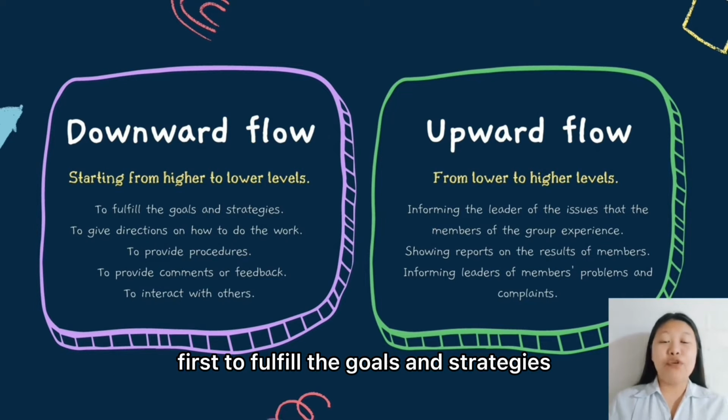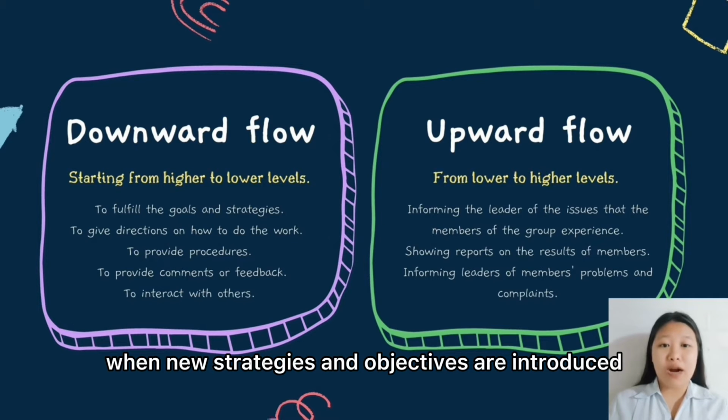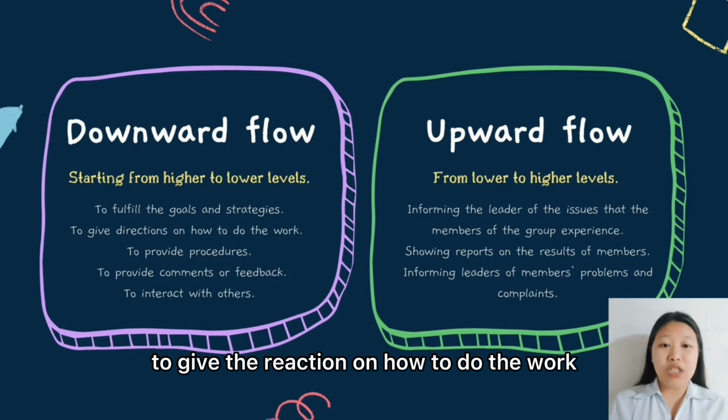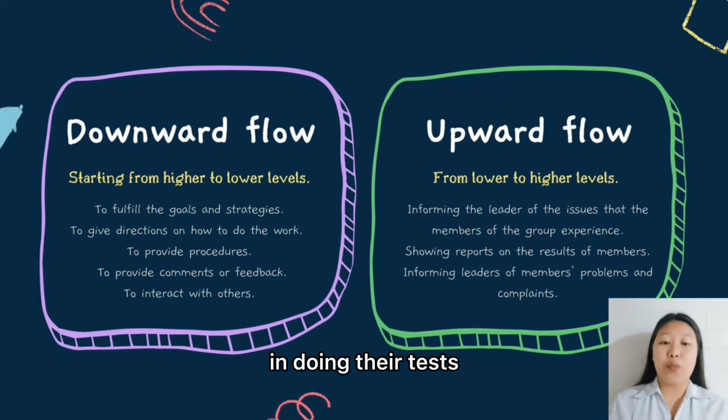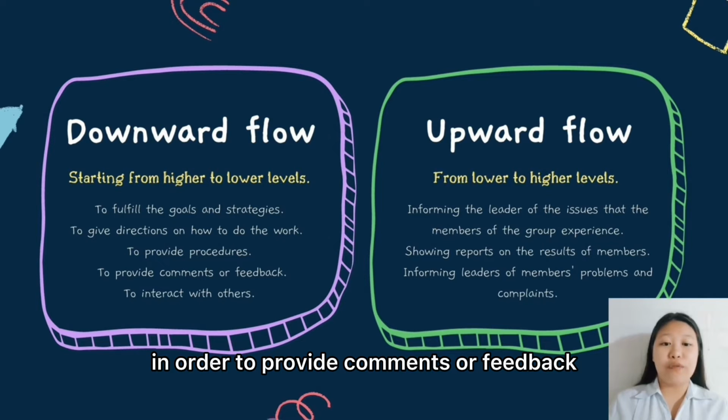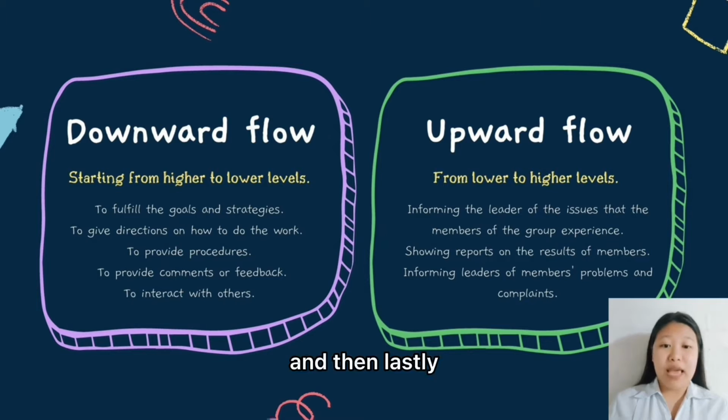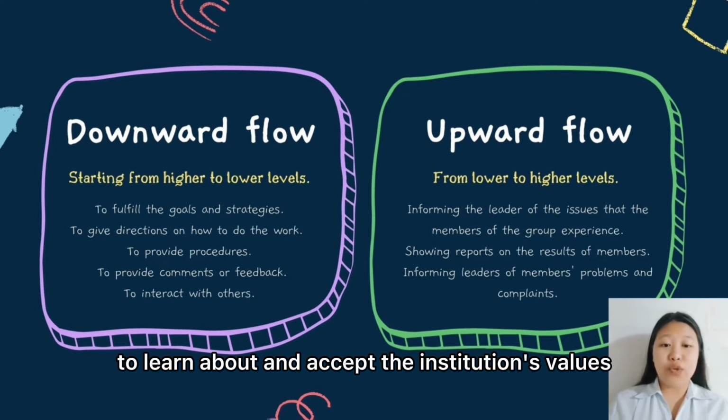First, to fulfill the goals and strategies. Lower levels get knowledge about desired action when new strategies and objectives are introduced. And then the second, to give direction on how to do the work. Members are informed about the requirements in doing their tasks. And then to provide procedures, defining the rules of an organization, in order to provide comments or feedback. Individual and group work is evaluated. And then lastly, to interact with others or encourage employees to learn about and accept the institution's values.